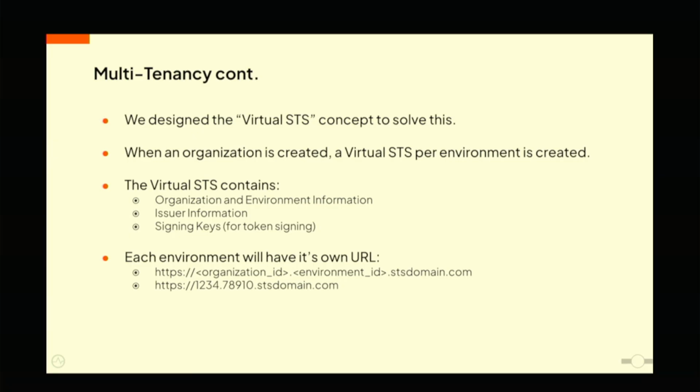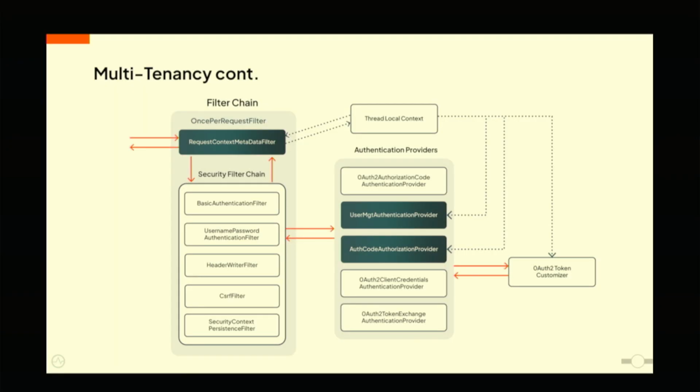So we created something called virtual STS. Inside the physical STS, we have small separated virtual STSs, right? When someone creates an organization in our product, the default environments get created, and for each of these environments, we create one virtual STS. This virtual STS contains the organization and environment info, the issuer's information, the issuer who issues you the JWT, and the signing keys for token signing. These signing keys are independent across organization environments. And each of these virtual STSs has its own URL. It goes like this: HTTPS, then the organization's UUID, dash, then the environment ID, then our STS domain.com, something like that. So this is how we implemented this virtual STS concept, right?